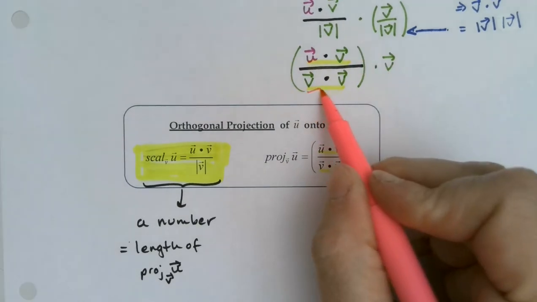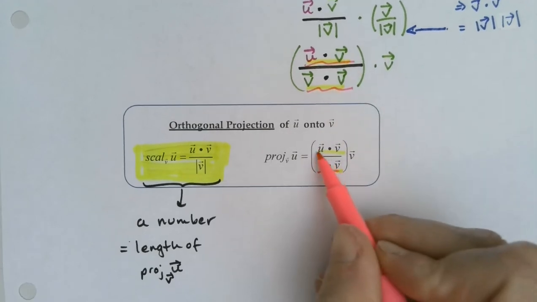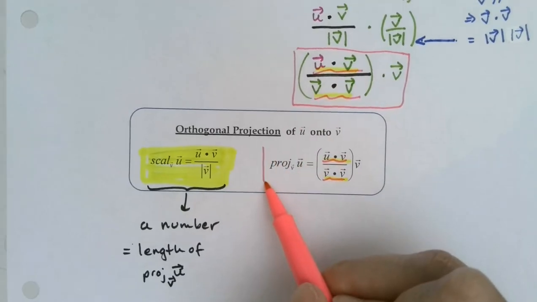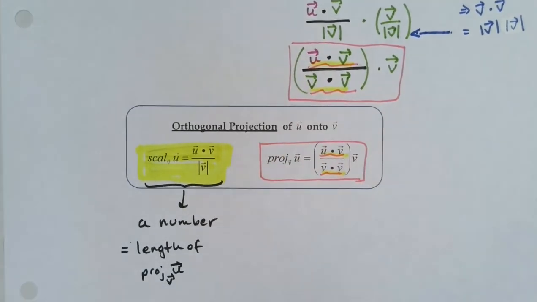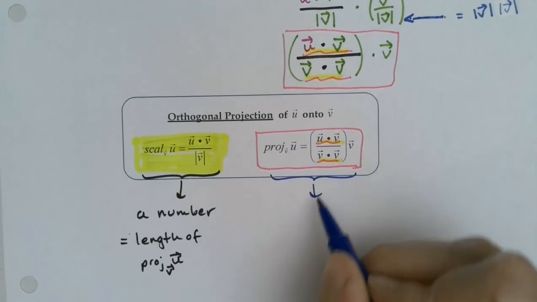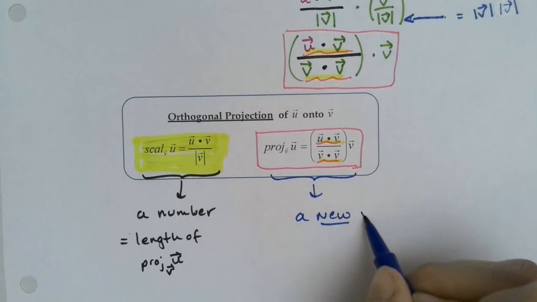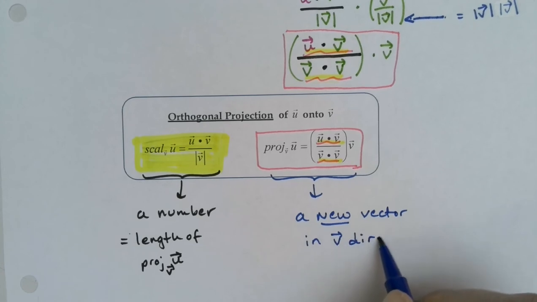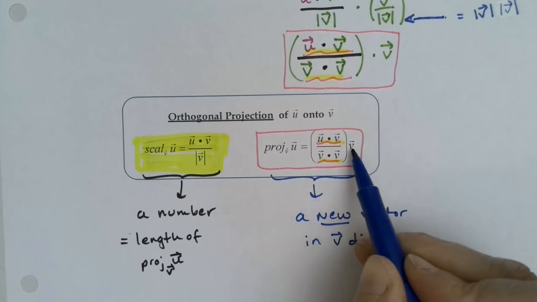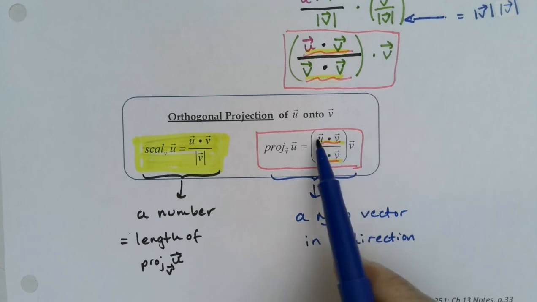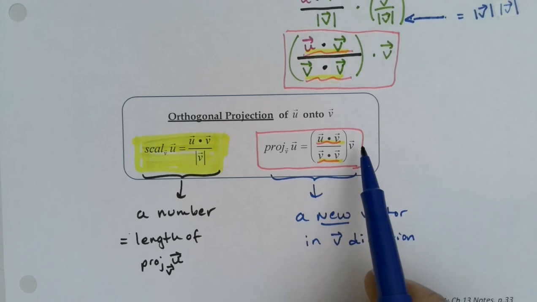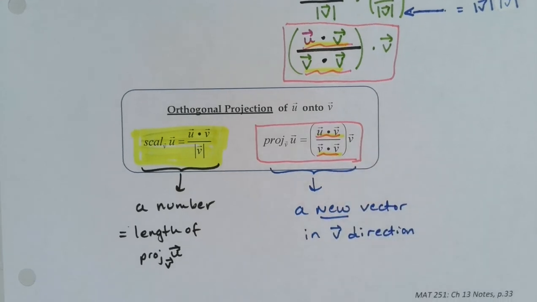Here, let me highlight this. Right? That's where that's coming from. So this piece right here is equal to this piece right here. But that's a new vector in the v direction, because it's multiplied by v right there. So this dot product gets you a number, a scalar. This dot product gets you a number, a scalar. And then you multiply it by this vector v, which will get you a new vector in the v direction.